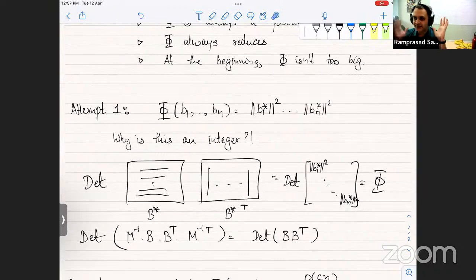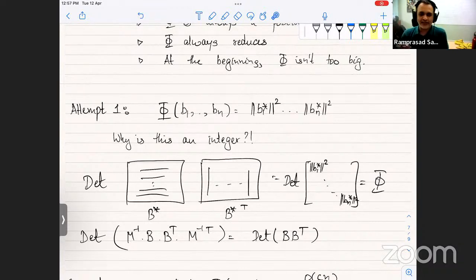Fortunately, this is made up of integer entries, because this is the basis we started off with. So the determinant of B star transpose is equal to the determinant of BB transpose, which is the basis that we started off with. So therefore, that is certainly an integer. Okay, so great. We came up with a potential function.